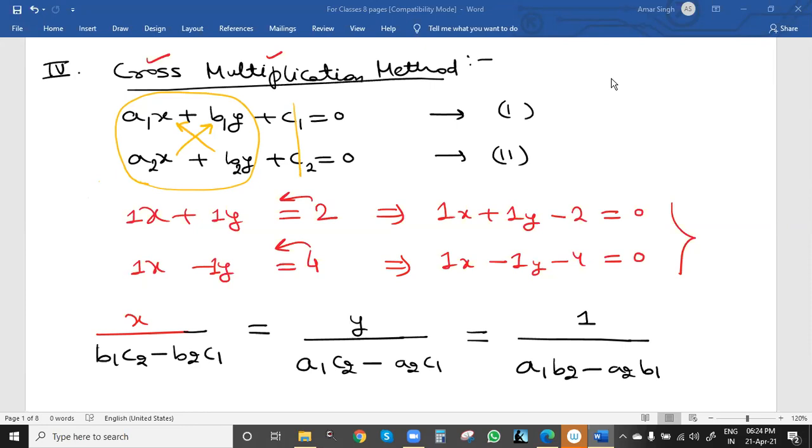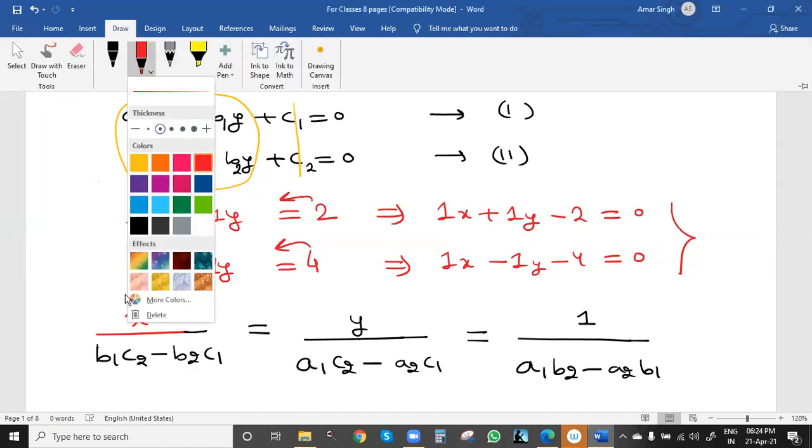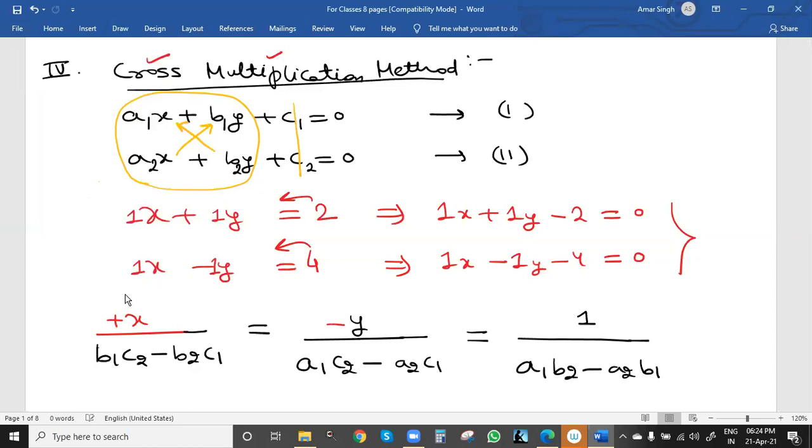One last thing is remaining, that is sign. So here the sign will be plus, with x and y. Let me write the sign values. Here it will be plus, minus, and plus. This much only. Plus, minus, plus will repeat.